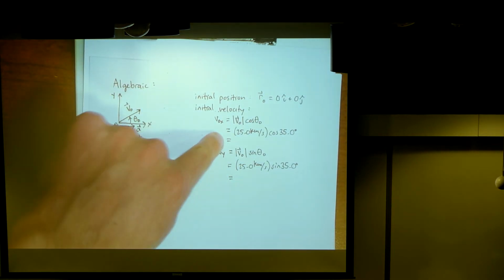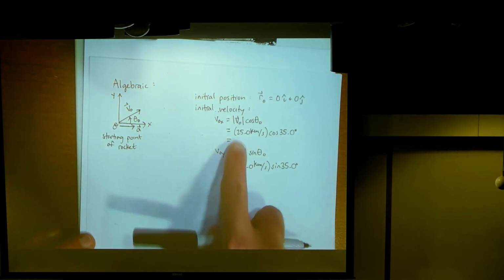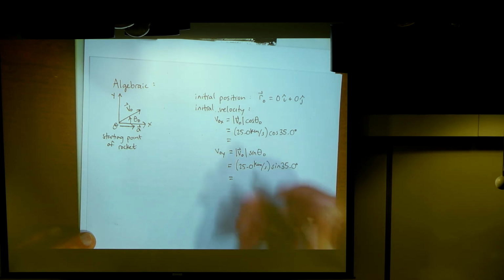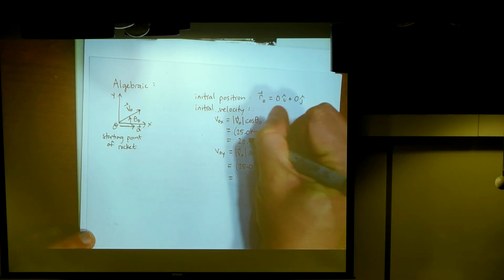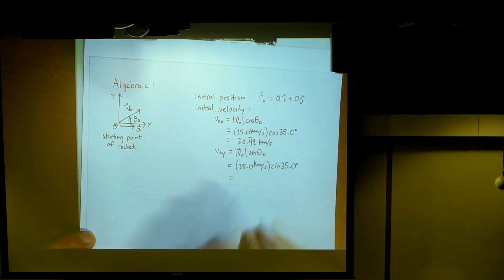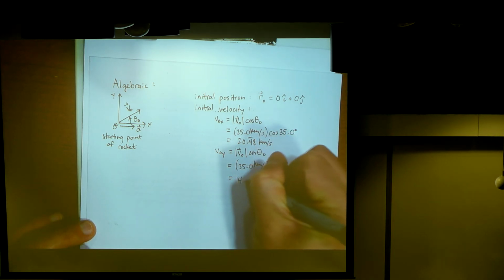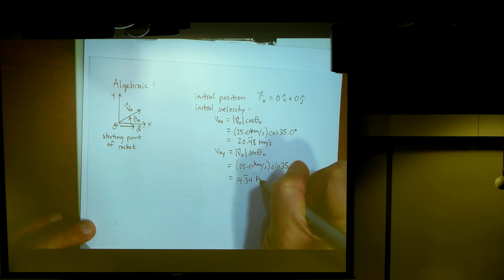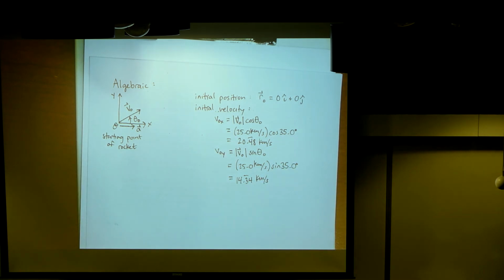Does anyone have the x component? I'm getting something a little different. Yeah, it's 20.5, 20.48. I'll just keep an extra digit. We'll round off later. 20.48 kilometers per second. And then what about for y? 14.3. Yeah, I'll keep another digit, 14.34, and then we'll round off later. Kilometers per second. Okay, so we see how our initial velocity breaks up into x and y, right?